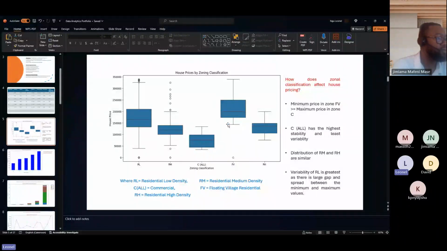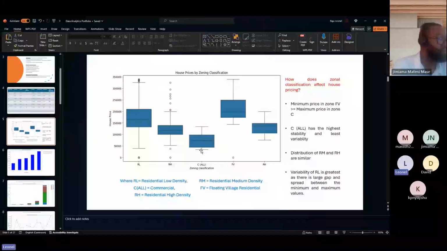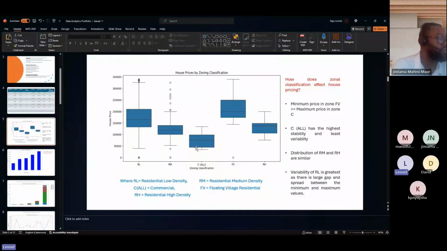So where the minimum price starts for zone FV is where the maximum price of zone C starts. We can also see that zone C has the highest stability and the least variability, which means that the spread between the minimum and the maximum values in zone C is the least compared to the other zones, which means that it is more stable to find a suitable house price in zone C compared to any other zone.